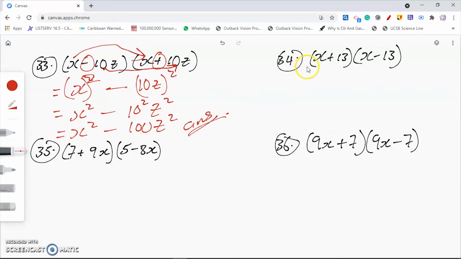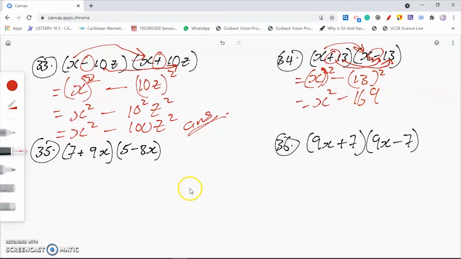Okay, that's the answer. For number 34, we would have x squared. Okay, x times x, x squared, minus, because positive times negative is negative, then 13 squared. So x squared, 13 squared, so that's x squared, 13 times 13 is 169. Let me just verify that. 13 times 13: 3 times 3 is 9, 3 times 1 is 3, 1 times 3 is 3, 1 times 1 is 1. Yeah, 169. Good. So 13 times 13 is 169, and that's your answer here.